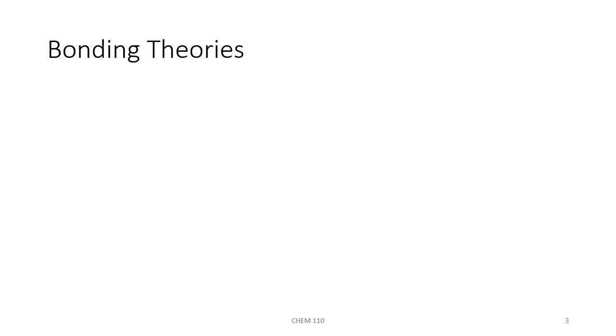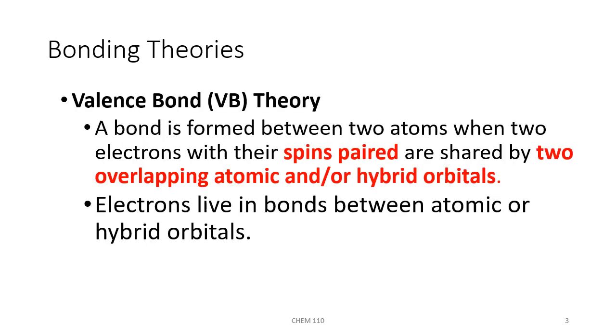The bonding theory that we're going to spend most of our time on in this chapter is valence bond theory, sometimes abbreviated VB for short. According to valence bond theory, a bond between two atoms is formed when a pair of electrons, with their spins paired up, is shared by two overlapping atomic orbitals, or later we'll also see hybrid orbitals, one from each of the atoms, and they're joined by a bond.